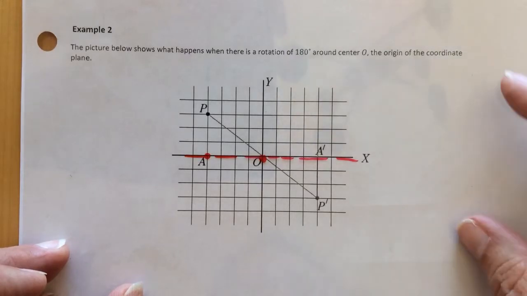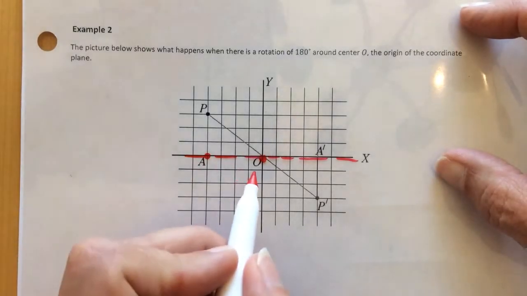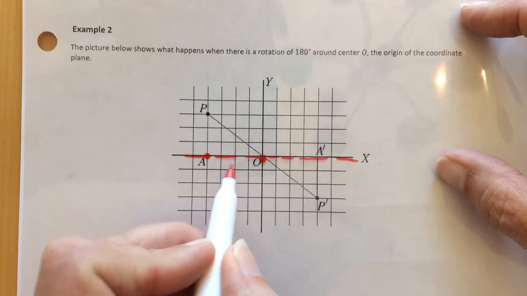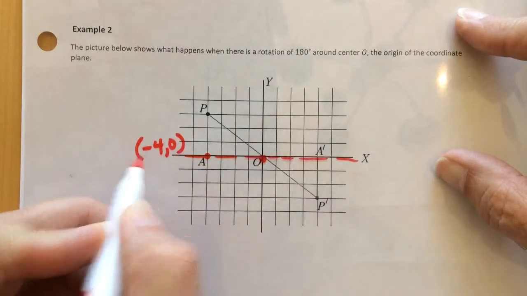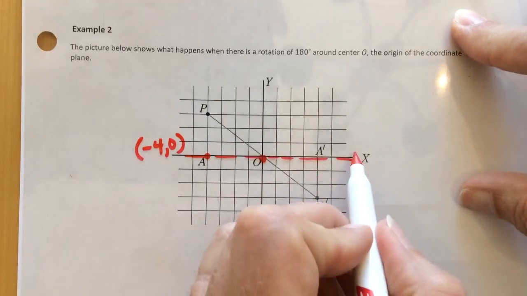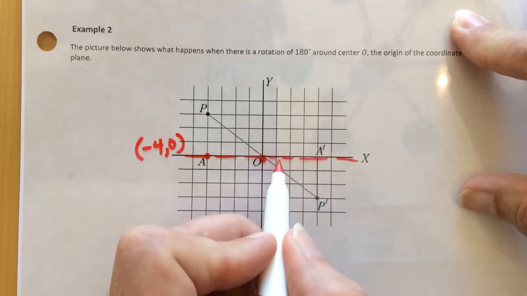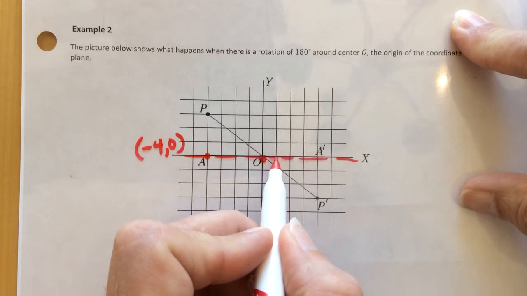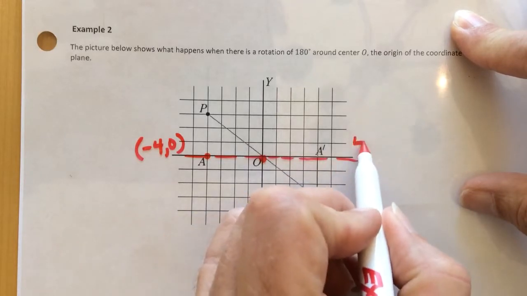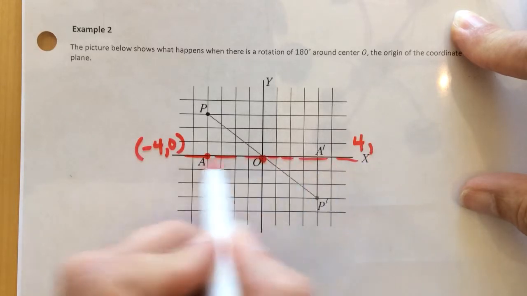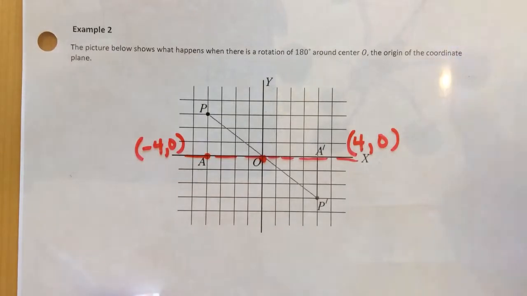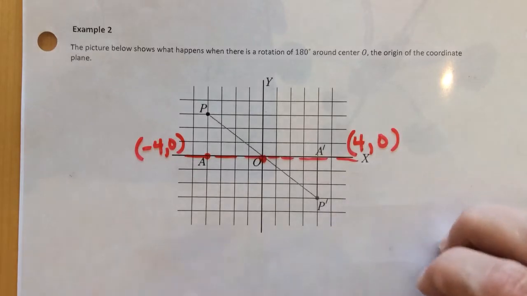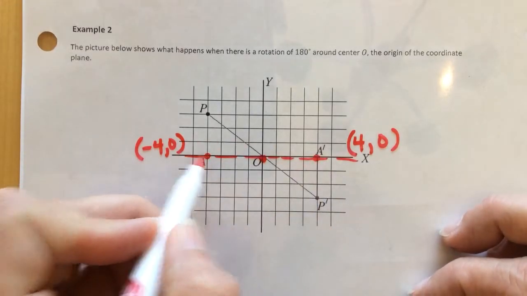So when we rotate this, if we look at what are the coordinates of point A, 1, 2, 3, 4, this is the point (-4, 0). And the point A prime over here would have to be the same distance, 1, 2, 3, 4. So this would have to be 4 because it's on this same line here. The y-coordinate would have to be 0. So the coordinates of A prime are (4, 0) right there.